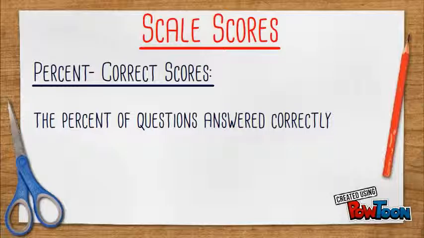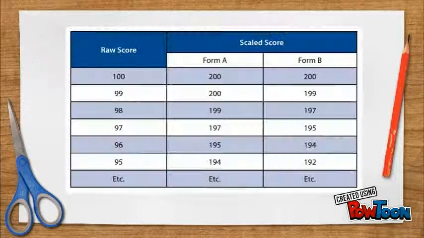Percent correct scores are the percent of questions answered correctly. So if your student takes a test that has 100 questions and they get 75 questions right, then they scored a 75%. Let's look at this table.